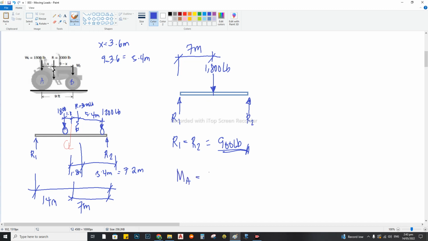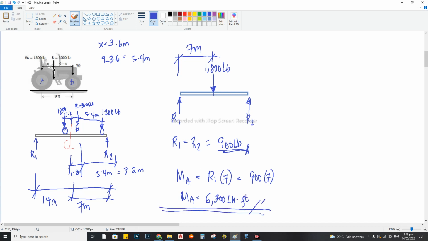So diretso na reaction 1 times 7 meters or 900 times 7. So ato ang bending moment or atong reaction bending moment at A is equal to 6,300, and then atong units is pound-foot. Mao gid atong unit no for moments. Una gid ang force, then next is ang distance.